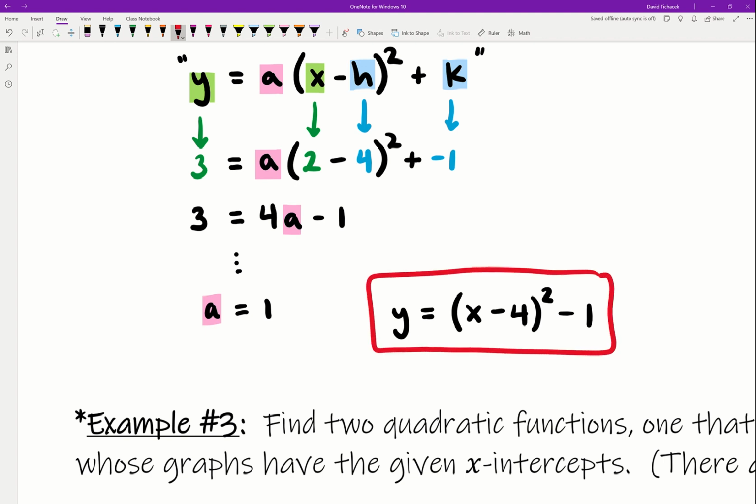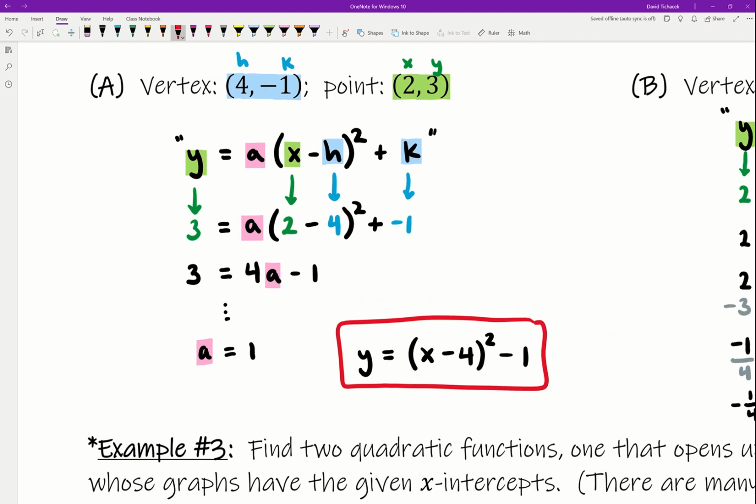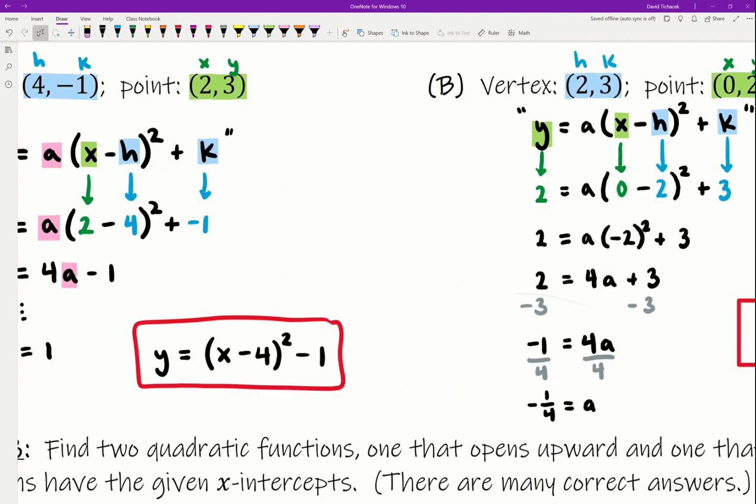Again, you're basically just on the lookout for that information, right? What is the vertex, and then what is another point on the parabola, so that you could plug those in for h, k, x, and y respectively, and then solve for a in that problem, and that's the function formula.